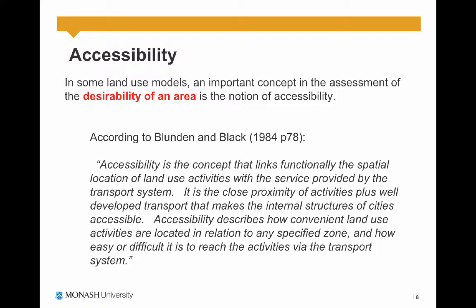Speaking of accessibility, we can define accessibility generally as the desirability of an area. According to the classical study of Blunden and Black in 1984, accessibility is the concept that links the spatial location of land use activities with the service provided by the transport system. It is the close proximity of activities plus well-developed transport that makes the internal structures of cities accessible. Accessibility describes how conveniently land use activities are located in relation to any specified zone, and how easy or difficult it is to reach the activities via the transport system.